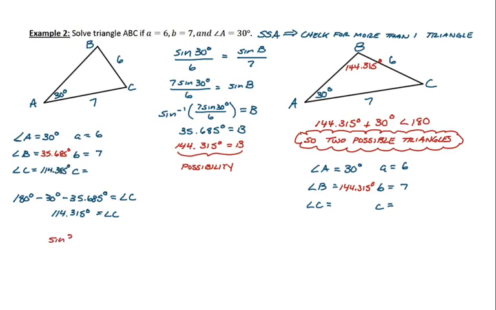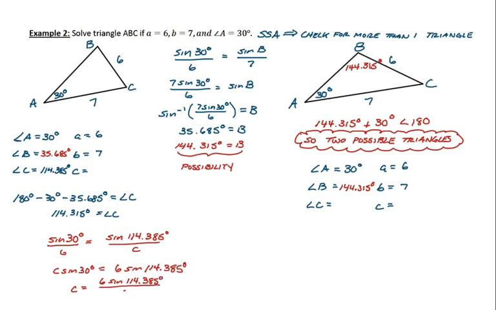And then to find side C, I would use the law of sines, setting it up so that I can find side C. So I'd have sine of 30 over 6 equals sine of 114.385 over C. Multiply both sides by 6 and C, or cross multiply is how you'd probably handle that. Then I would divide both sides by sine of 30 to get C by itself. And I'd get C is equal to 10.936.